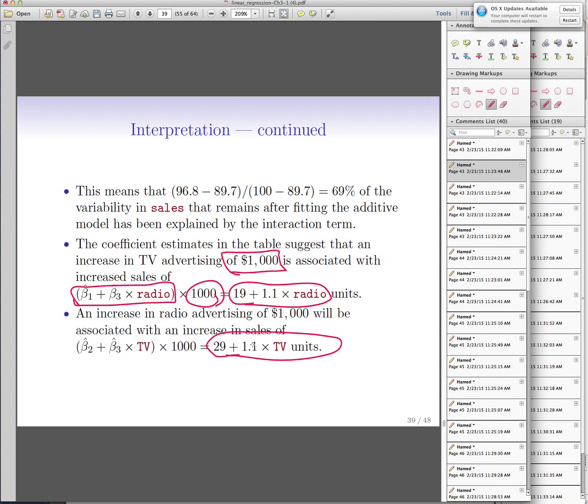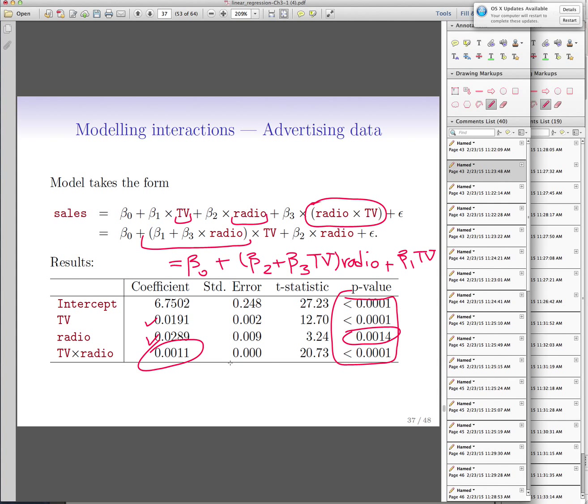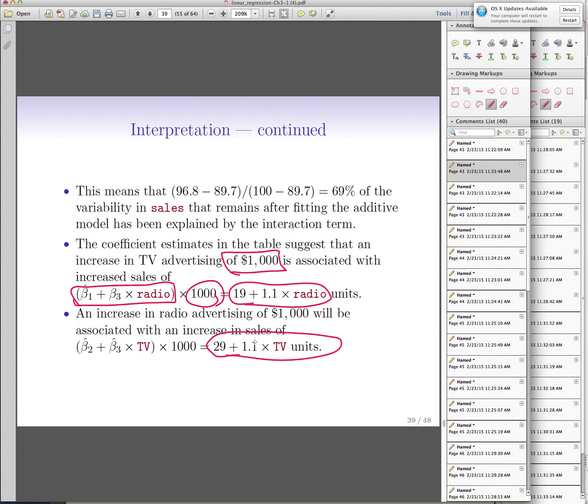So we're sticking to the second derivation we get, which we have here below. We need beta 2, which is 0.2. We need beta 3, which is 0.0011. For an extra $1,000 on radio, we will see that the effect of that in our sales is 29 plus 1.1 times the amount of money we spend on TV. So the more we spend on TV, the more effective will be that $1,000 that we spend on radio.